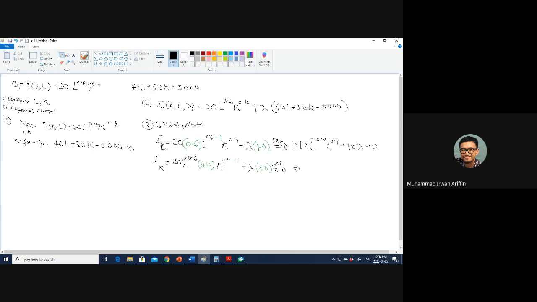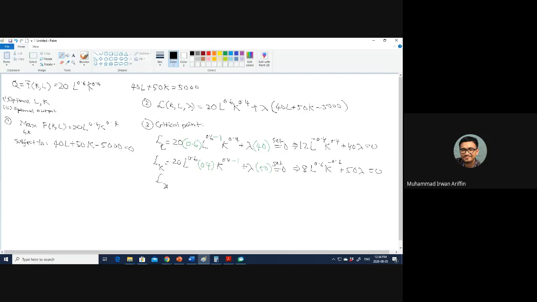So rewriting them, 0.4 multiplied with 20, now this is 8, L to the power of 0.6, K to the power of 0.4 minus 1 would be negative 0.6, plus 50 lambda equals 0.